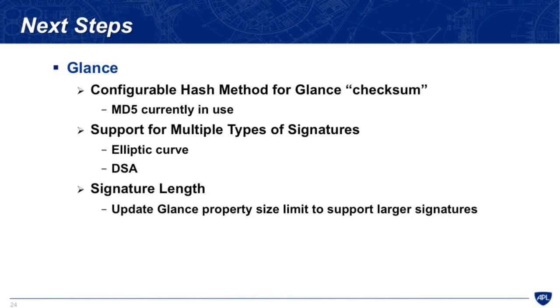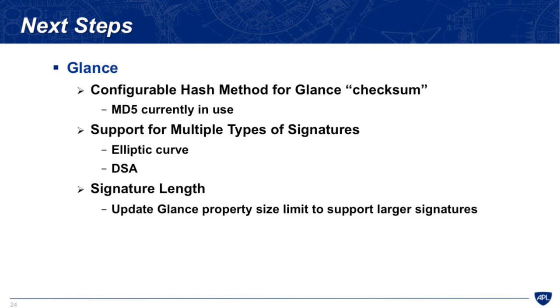For one, we're using the checksum that's in Glance, which is currently hard-coded to be MD5. Ideally, something other than MD5 will be used because MD5 is not cryptographically secure. So we hope to make this configurable so we can change it to something like SHA-256, for instance. Also, currently only RSA PSS is supported as a type of signature. We plan to add support for elliptic curve and DSA signatures as well.